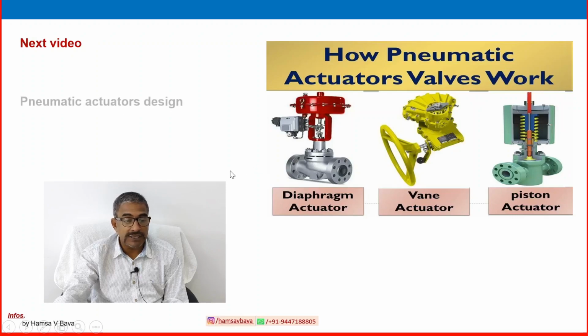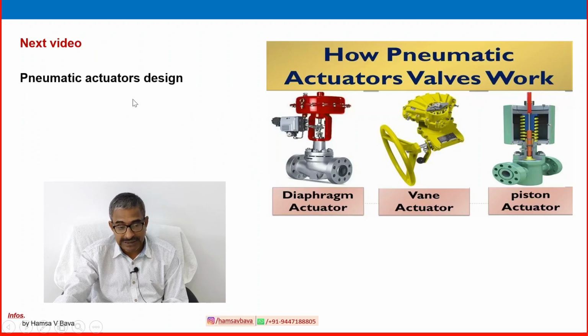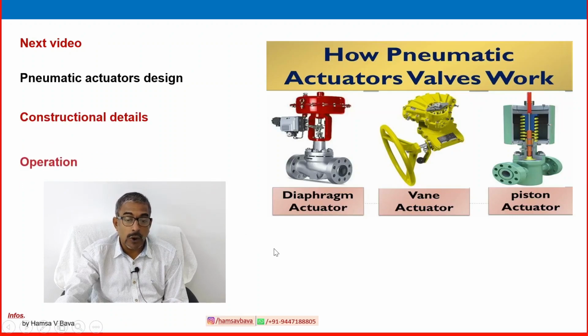In the next video we will discuss pneumatic actuator design and constructional details, and other systems and the operation of this actuation system, and how it receives the signal and how it provides the signal to the valve body for safe and efficient operation of the valves.